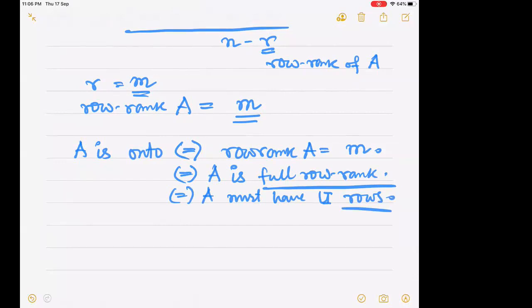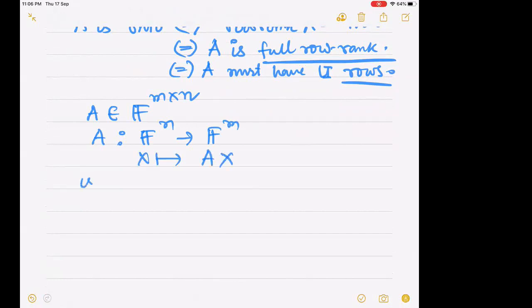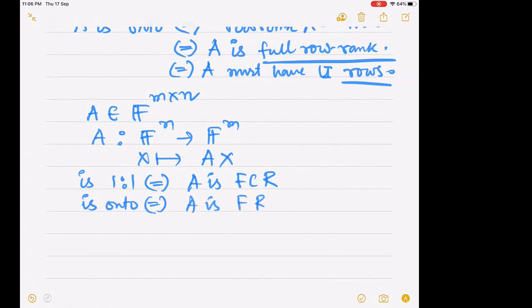So together, we can club these two things together. A is an m cross n matrix, and A defines the map from F^n to F^m by left multiplication. In this scenario, this map is 1 to 1 if and only if A is full column rank. This map is onto if and only if A is full row rank.